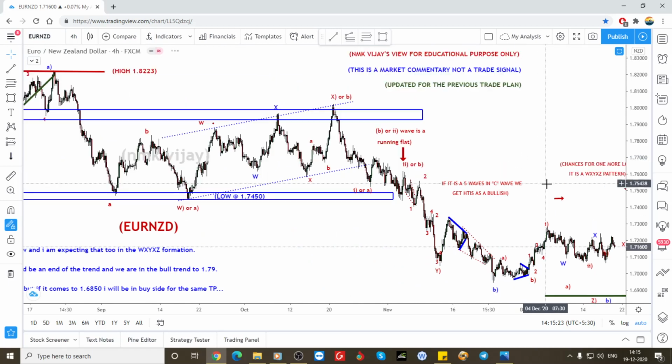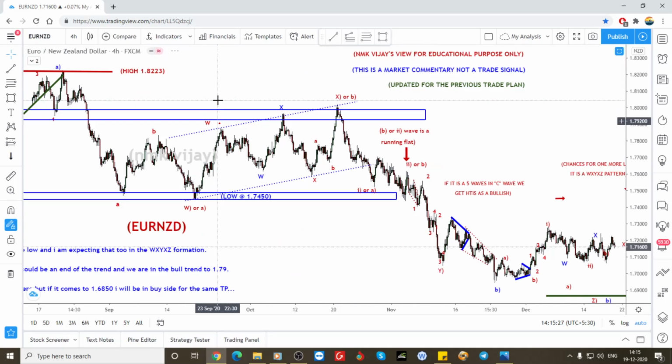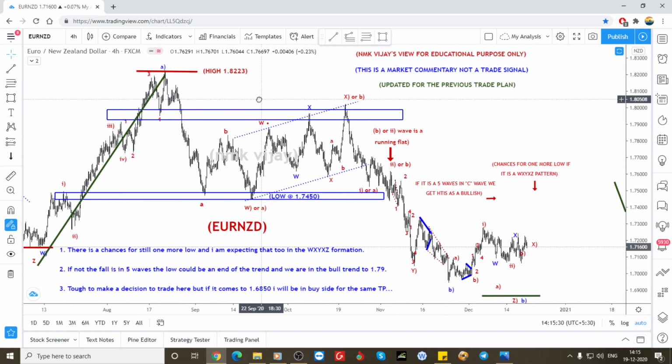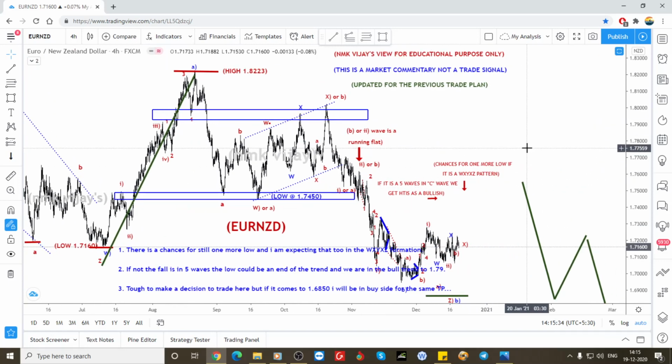So Euro New Zealand also, yeah, from here, so we need a 1.7, my target is 1.78 or 1.79.